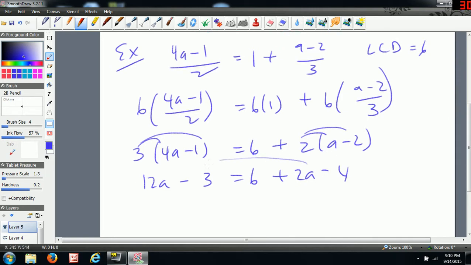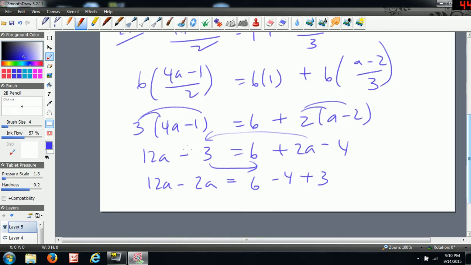Then you can bring all the a's to one side and all of the numbers to the other. So 12a minus 2a is equal to 6 minus 4 plus 3. So then 10a is equal to 5. So then dividing both sides of the equation by 10, you end up with 5 over 10. And then if you divide the top and the bottom of the fraction by 5, then you get a equals 1/2 as your answer.